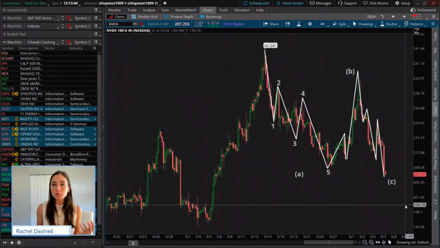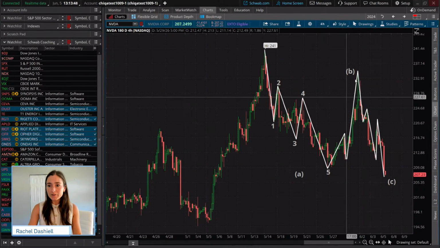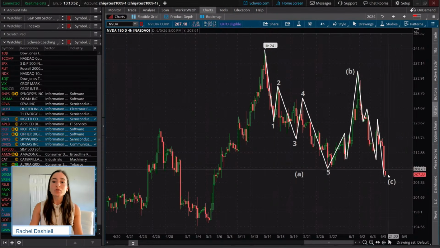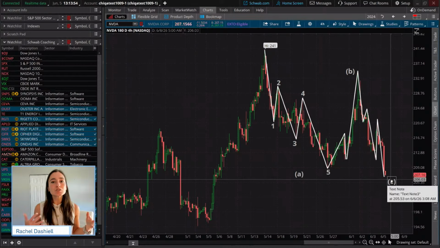We had a very sharp correction from those highs, and lost about $40 in value. I would call that a pretty sharp correction. And so this is our 5-3-5, and this should be the end of our corrective wave here, if this is truly a 5-3-5, or if this is truly a zigzag.